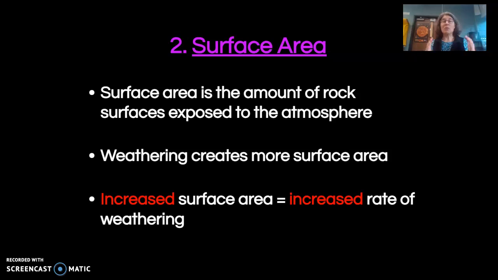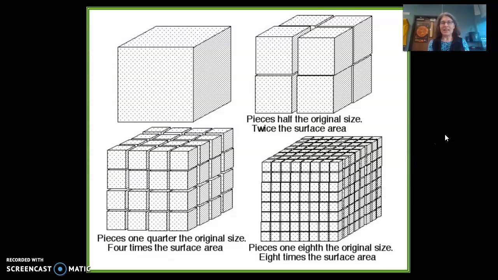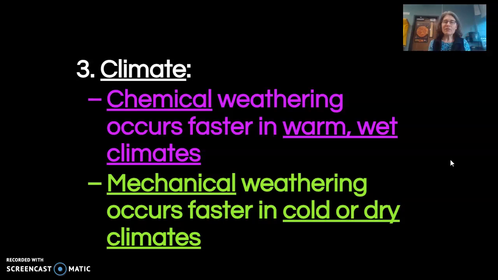Sort of analogous to if you have a big block of ice versus a whole bunch of ice cubes, and you put them out into the sun, because the smaller ice cubes have a lot of surface area exposed to that sun, they're going to melt faster than the big ice block. It's going to take a longer time to melt. So the more surface area there is, the faster weathering happens. The faster weathering happens, the more surface area is exposed. So you can get the idea here: once you start to break something into smaller pieces, the surface area increases.